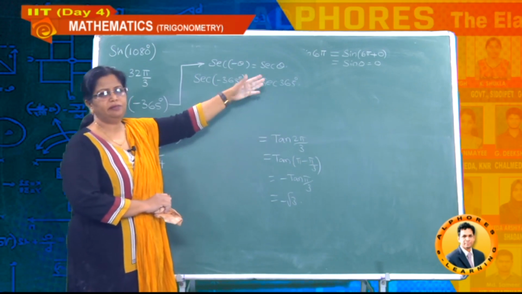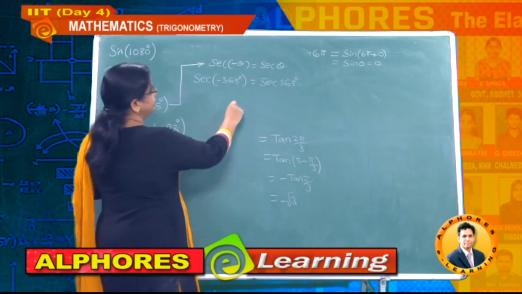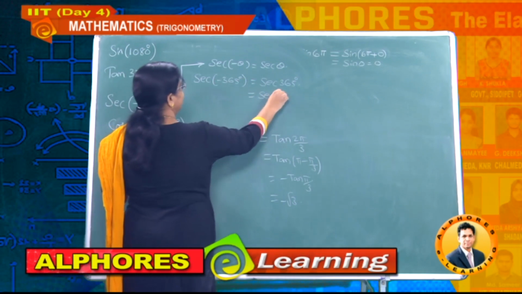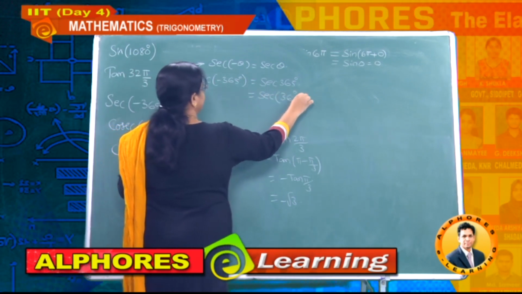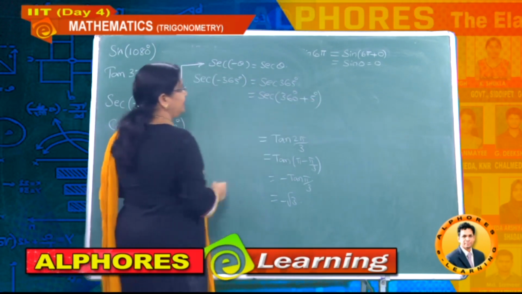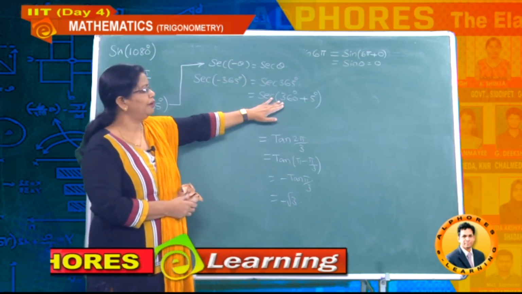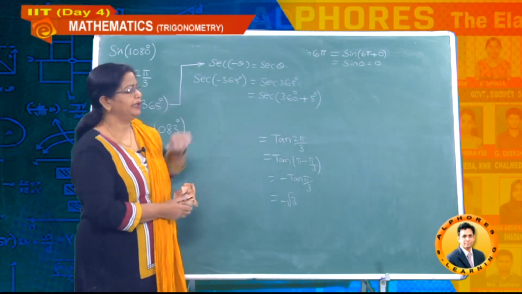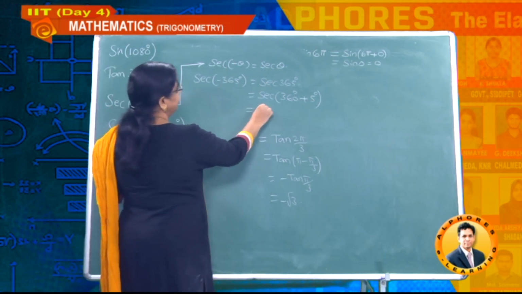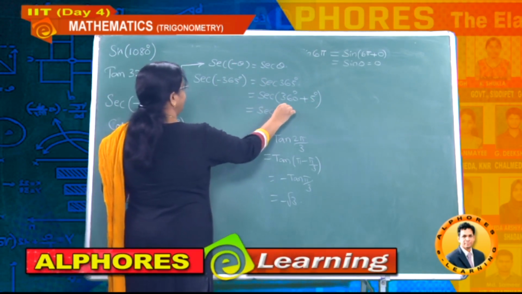Now 365, how to write it? This is 360 degrees plus how much? 5. So this falls in which quadrant? Again it is falling in the first quadrant because it is of the form 2n pi plus theta. So what is the answer? It is secant 5 degrees.